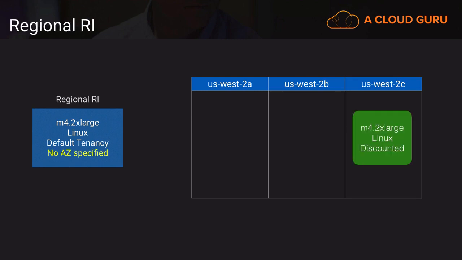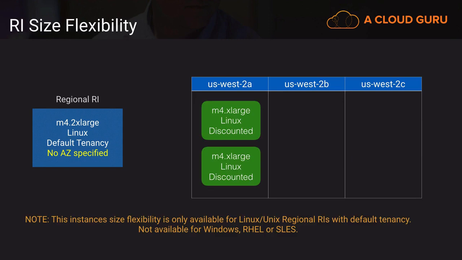Now for a regional reserved instance, same machine type, but we haven't specified an availability zone. So we can use that in US West 2C. The difference here is it's not guaranteed. We're still going to get the discount. Now additionally, we can get a discount on other resources that are in that same family. So we can spin up 2 M4X larges and realize that same discount. So a special note here is that instance size flexibility is only available for Linux regional RIs with default tenancy. It's not available for Windows, Red Hat, or SUSE.